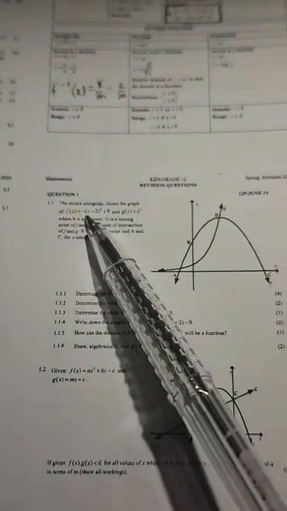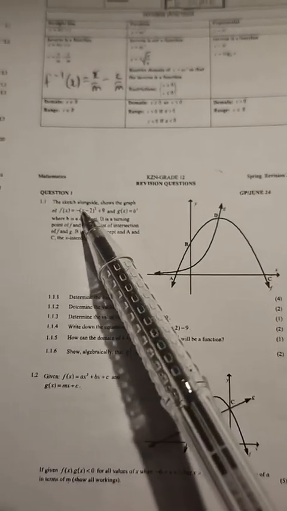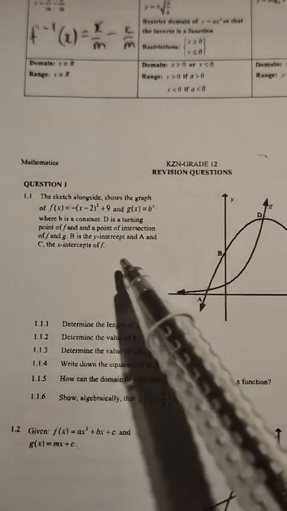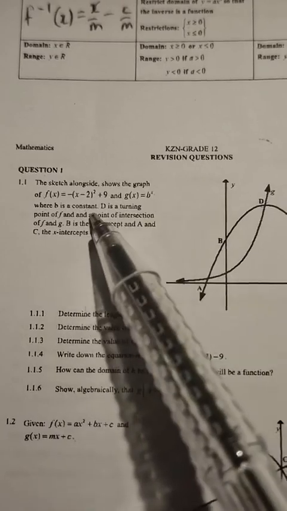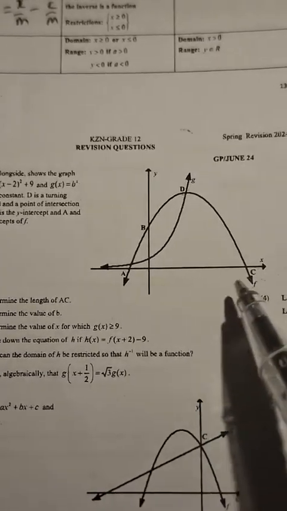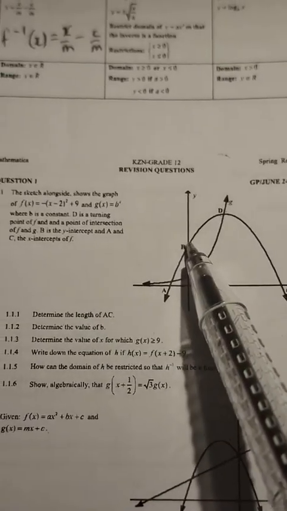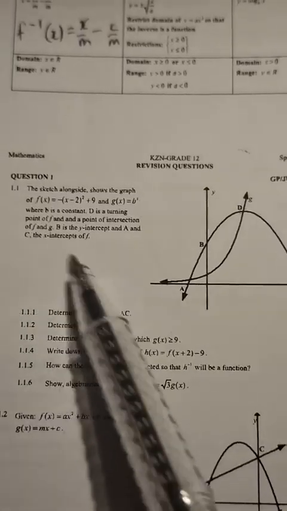f of x is equal to negative bracket x minus 2 the whole thing squared plus 9, and g of x is equal to b to the power x, where b is a constant. D is a turning point of f and a point of intersection of f and g. Okay, b is the y-intercept. Where's b? There's b. B is the y-intercept, and a and c are the x-intercepts.